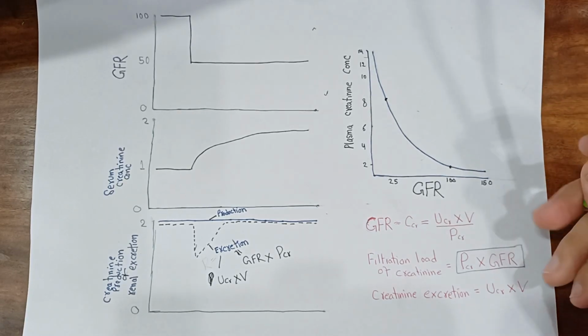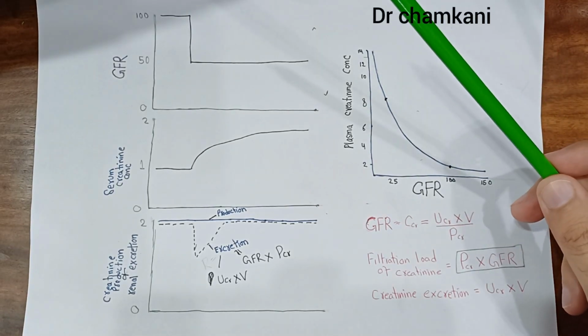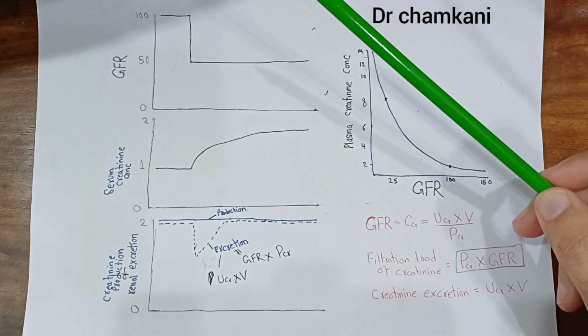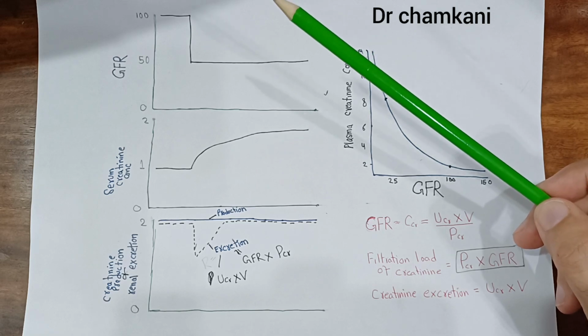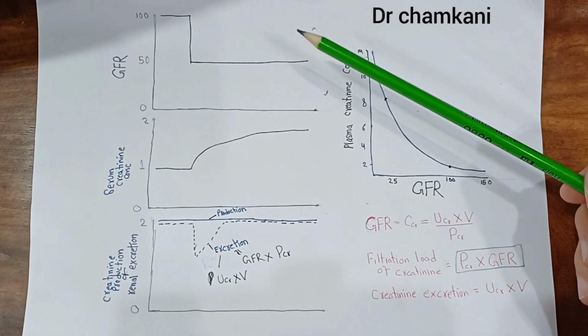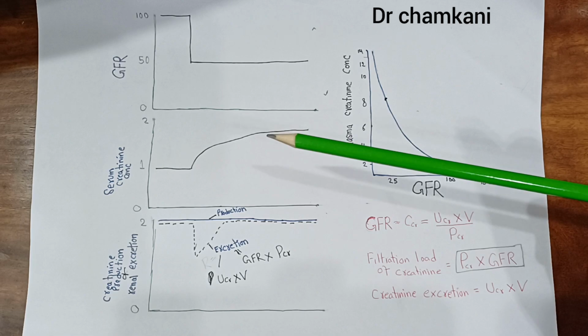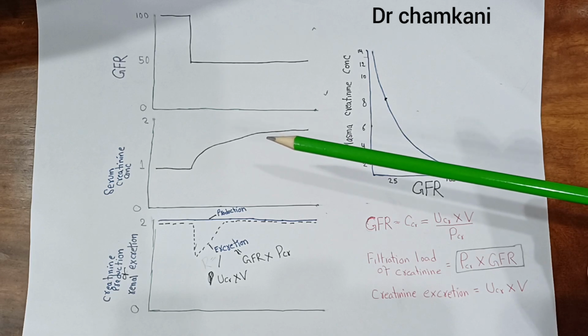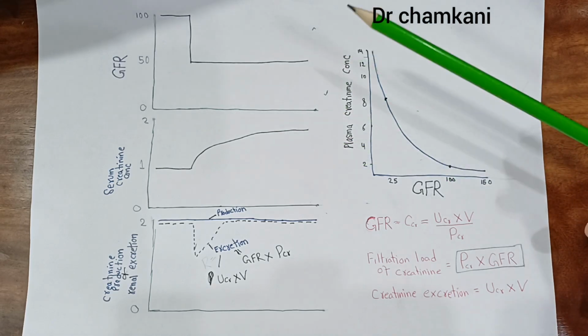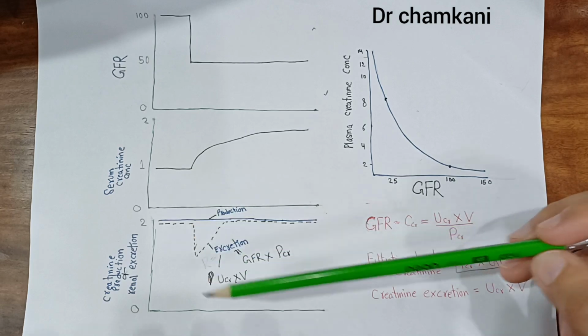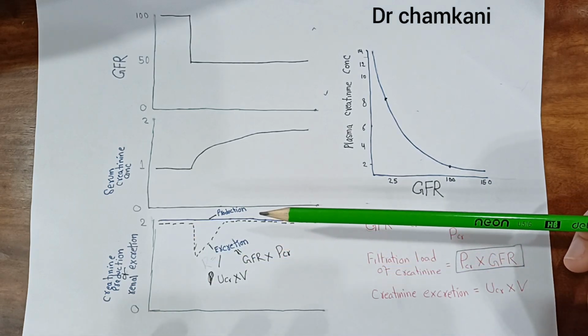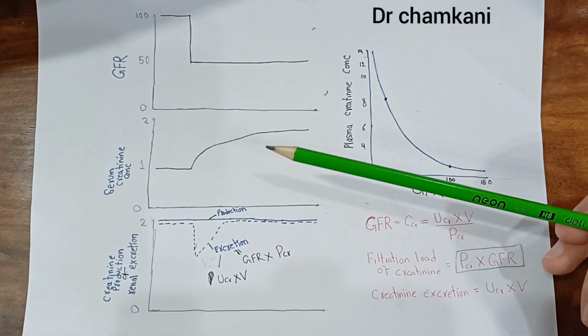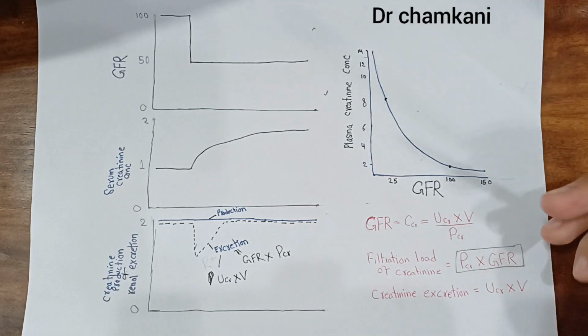Today in this lecture, we will talk about creatinine clearance and the use of plasma creatinine concentration to estimate GFR, or glomerular filtration rate. To properly understand this creatinine clearance concept, we need to quickly revise the concept of renal clearance, which we discussed in detail in our last lecture.